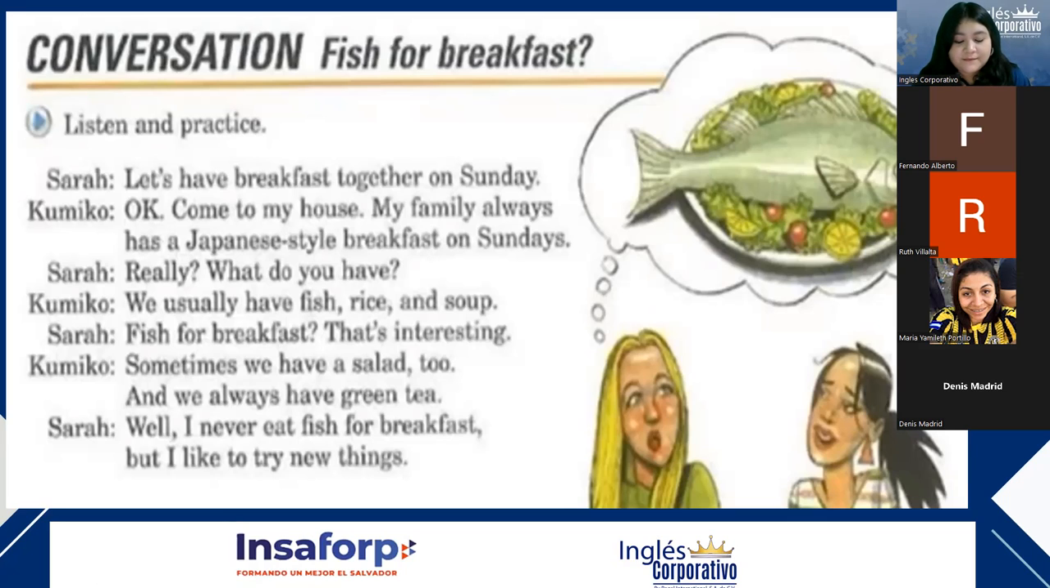Let's have breakfast together on Sunday. Okay. Come to my house. My family always has Japanese style breakfast on Sunday. Really? What do you have? We usually have fish, rice, and soup. Fish for breakfast? That's interesting. Sometimes we have a salad too, and we always have green tea. Well, I never eat fish for breakfast, but I like to try new things.